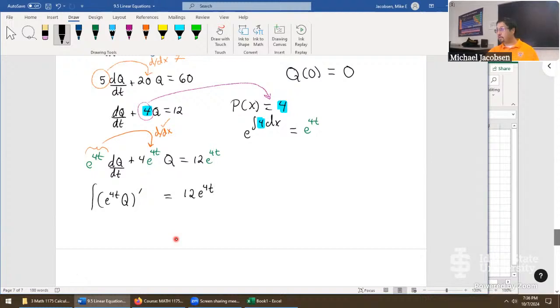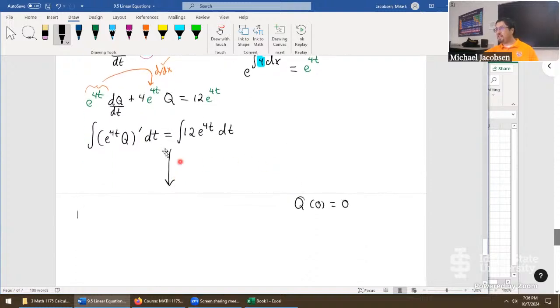So full integral of the left-hand side with respect to t, so dt. Same with the right-hand side, new dt. This is getting kind of crammed on space, so let me just carry it down to the next page, as well as the initial condition. So on the next step, we liberate everything that was differentiated and just get e to the 4t times the unknown function q. Over here on the right, if we integrate this, we would just get 3e to the 4t plus a constant.